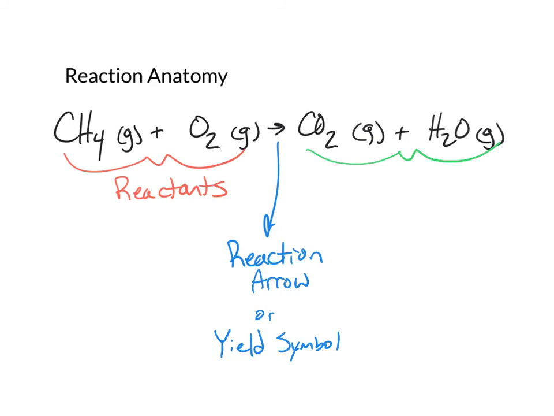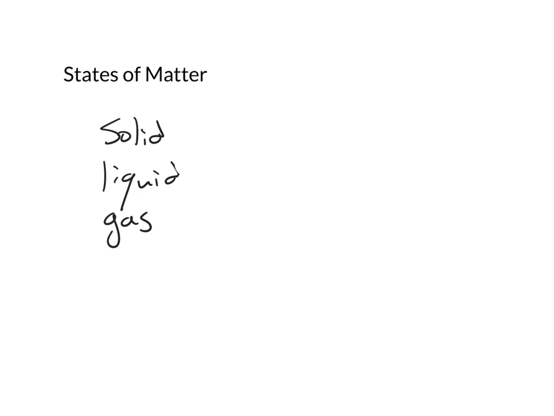Now everything to the right of the arrow is known as the products. And as the name suggests, these are atoms or molecules that are made as the result of a chemical reaction. Now let's talk about those states of matter that are included as part of the chemical reaction. Now the three states of matter that you're familiar with from your previous science classes are solid, liquid, and gas. And in parentheses after each reactant or product, we put the symbol (s) for solid, (l) for liquid, or (g) for gas.